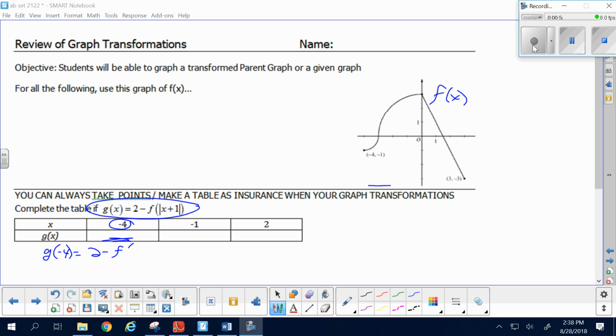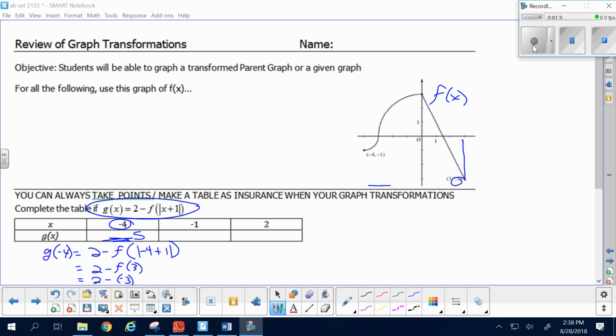2 minus f of absolute value, -4 goes in for the x, plus 1, absolute value, close it. Now simplifying, working inside out. -4 plus 1 is -3, absolute value of which is 3. At that point, I use my graph. f at 3. Well, if this is the graph of f and x is 3, then the y, or f value, is -3. So f at 3 is -3. That would mean that g of -4 is equal to 5.